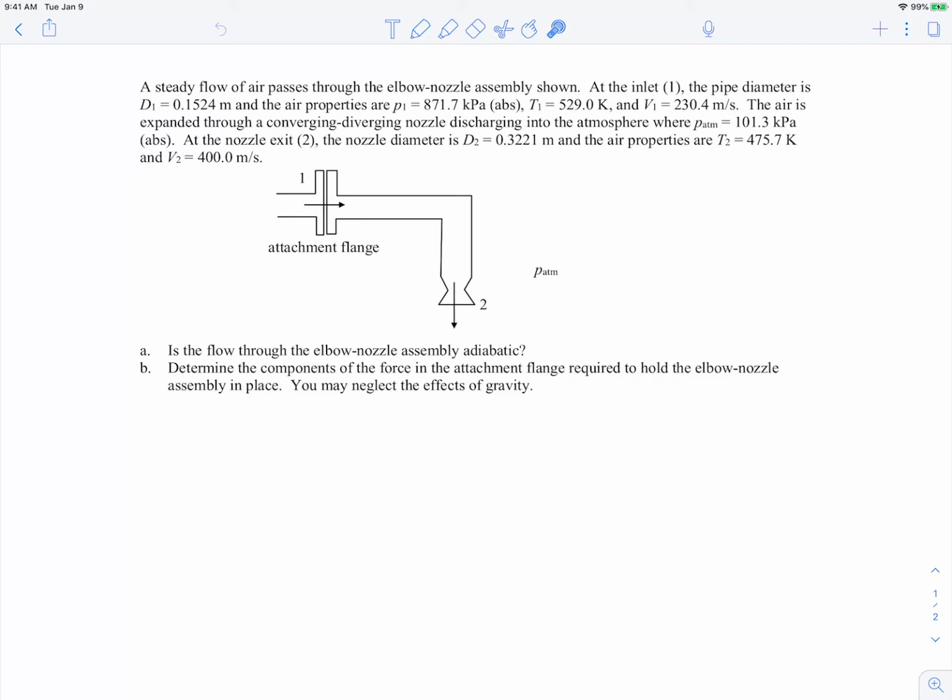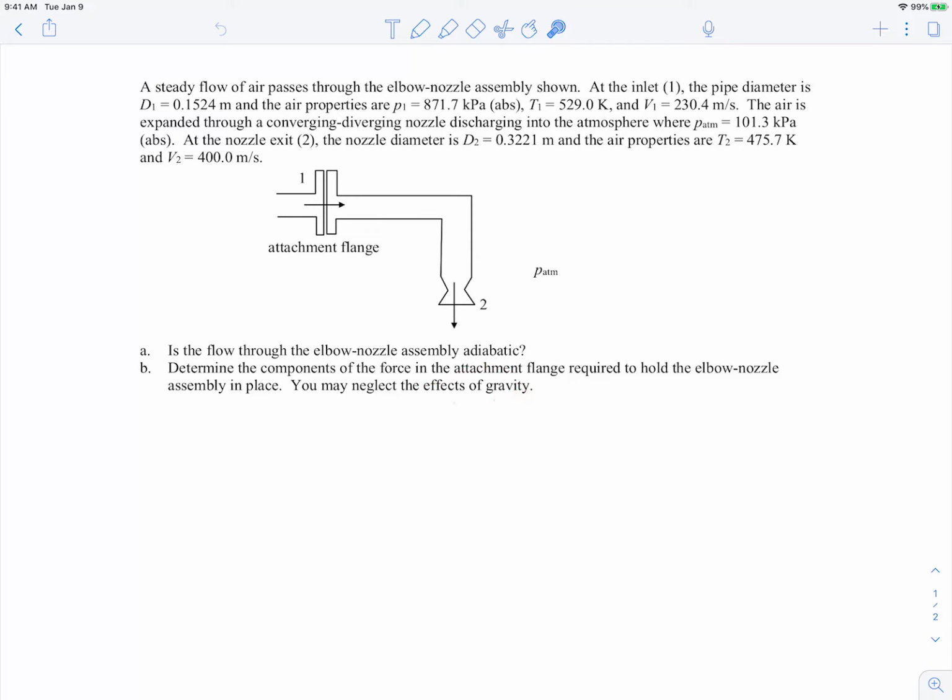We're also told at this exit plane here what the diameter is and the temperature and velocity of the air as it comes out here. So question A is, first of all, is the flow through this elbow nozzle assembly adiabatic? And question B is, determine the components of force in the attachment flange. So what are the forces here required to hold the elbow nozzle assembly in place, and we can neglect gravity.